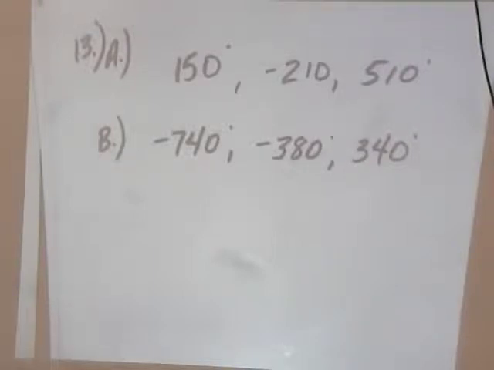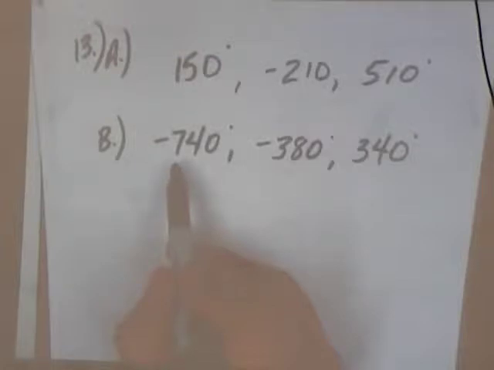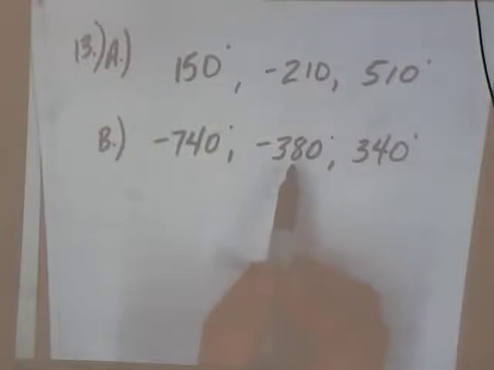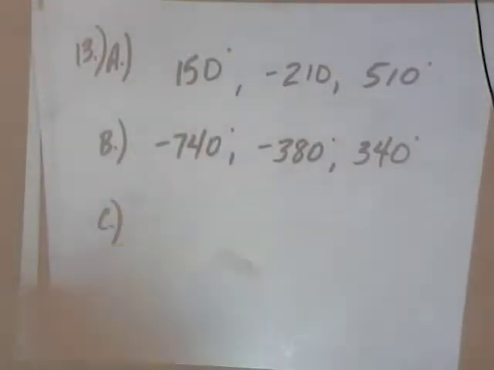So the 740 now is the negative one? No, that's the one they gave us. So I added 360, and I still got a negative, negative 380. I added 360 again, it still got negative 20. So I've got to add it again to get a positive. All right, see?